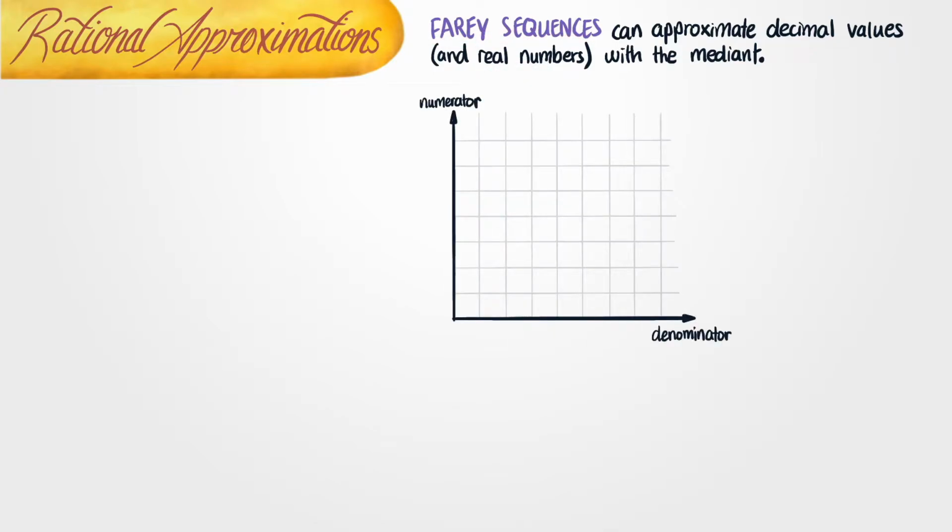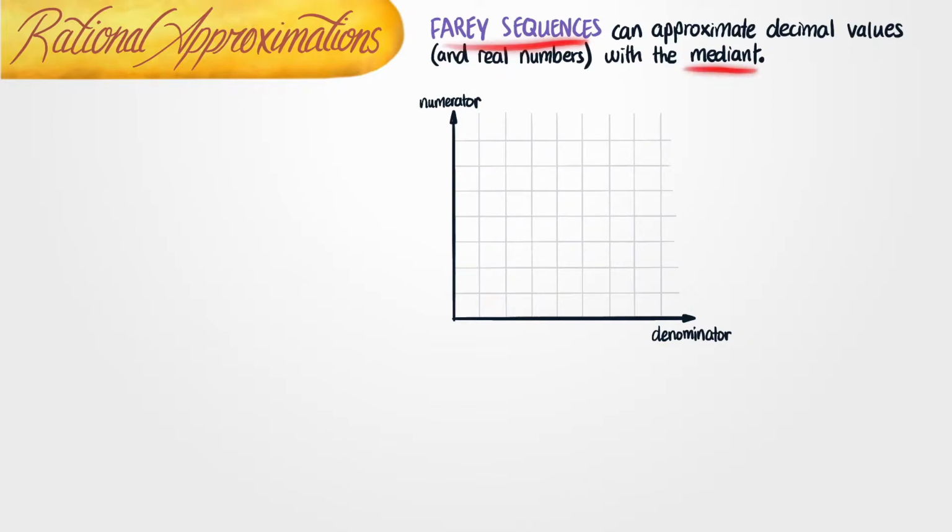The first technique I want to show you is called the Farey Sequence, and it allows you to approximate any decimal value, including a real number, with a mediant. And a mediant is something I'm going to explain in just a moment. Now, if you're going to understand the Farey sequence, you're going to have to understand the mediant first.